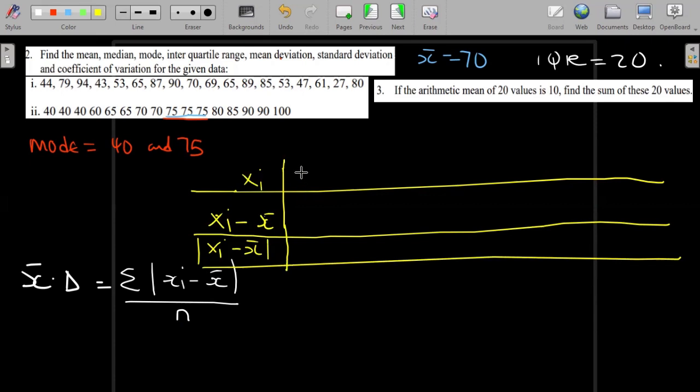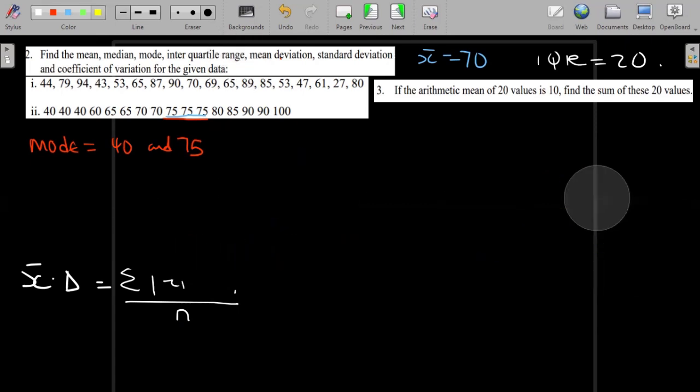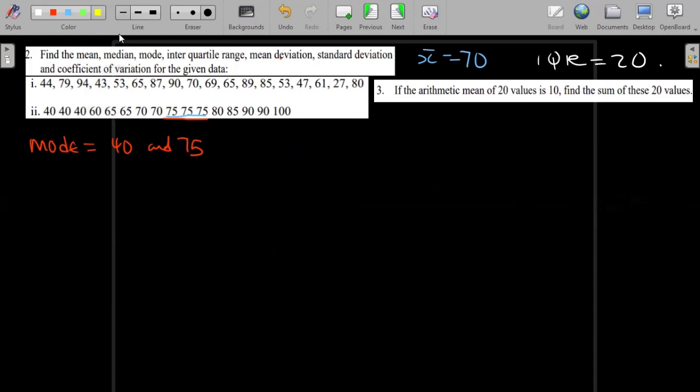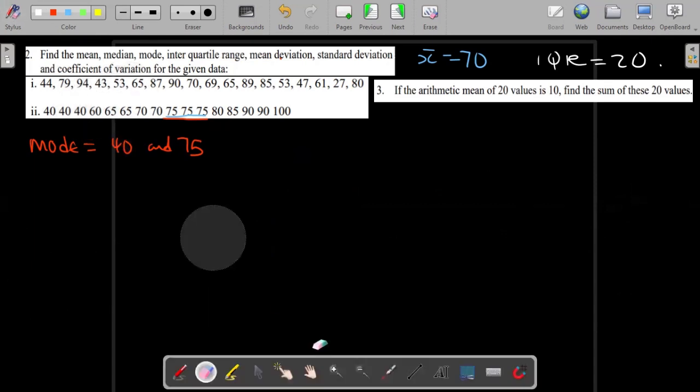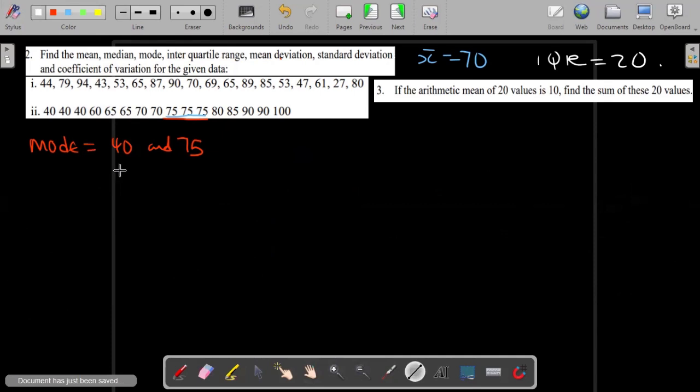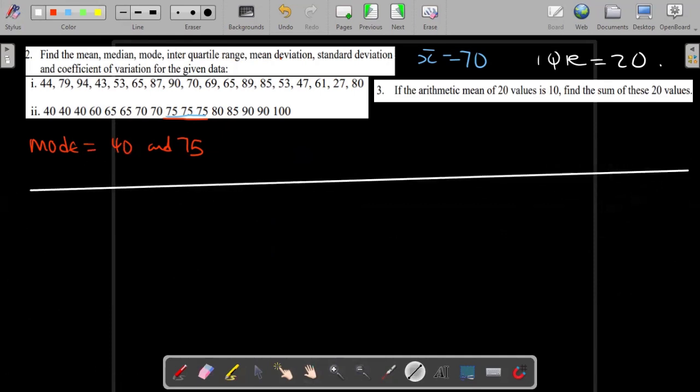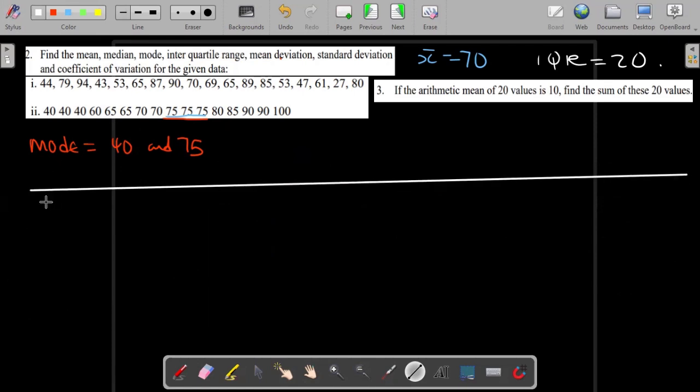If I have the value 40 there, and then I also have 40, I don't know if this is going to fit. Let me draw it a little bit bigger. Let me get a straight line first of all here. And then we have such.